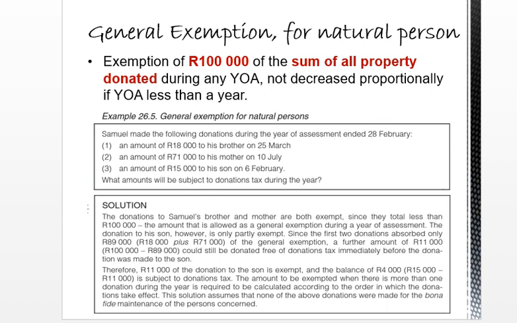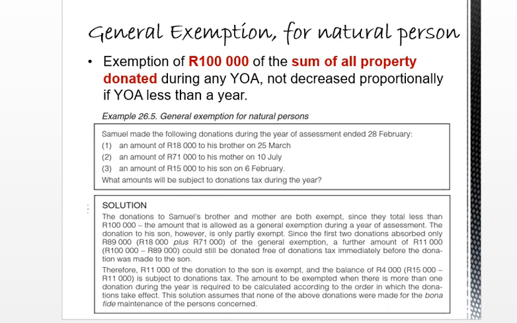And also for a natural person, this amount does not have to be decreased proportionally if the year of assessment is less than a year. So the important thing to note here is that you need to add all the property donated, and then on that you are exempt, or your first 100,000 Rand is exempt.